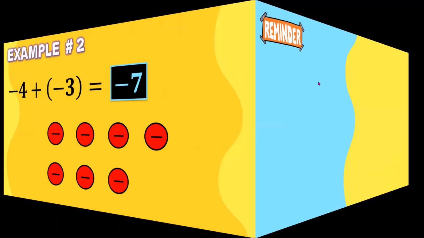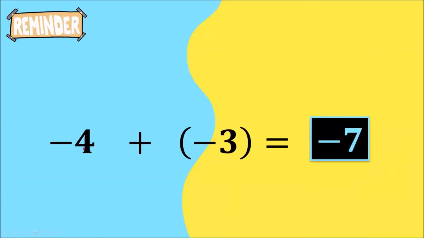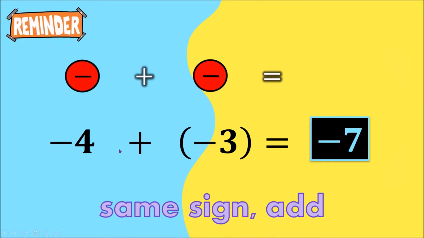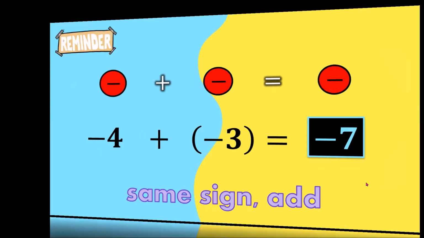Okay? So we have -4 plus -3 is equal to -7. So our rule, a negative integer added to a negative integer. So same sign, add. So 4 plus 3, 7. And then just copy the same sign, which is negative.